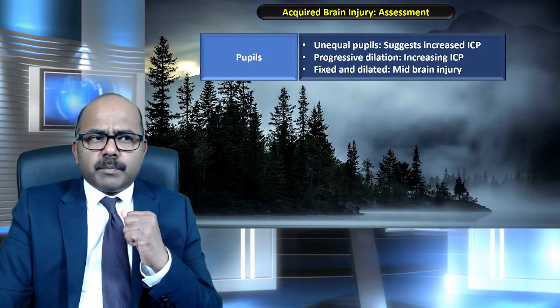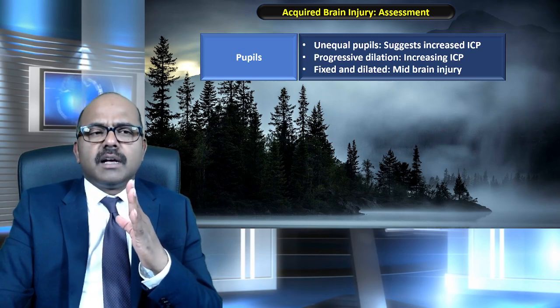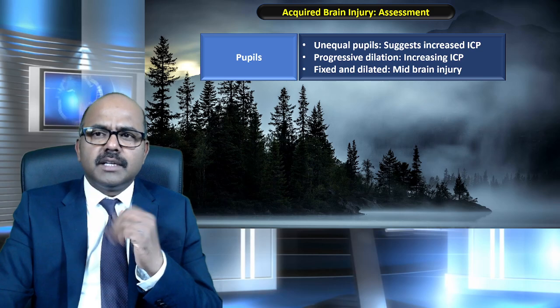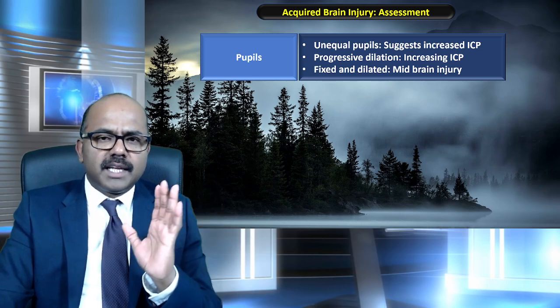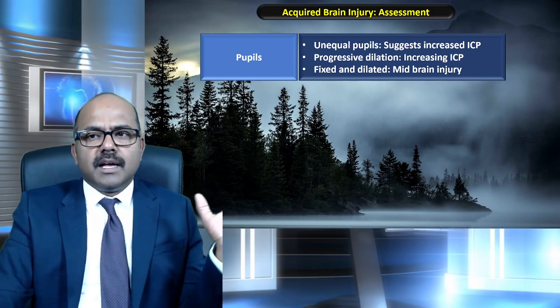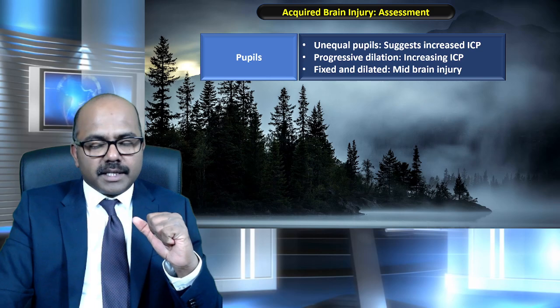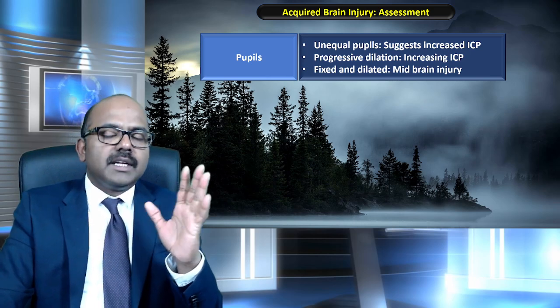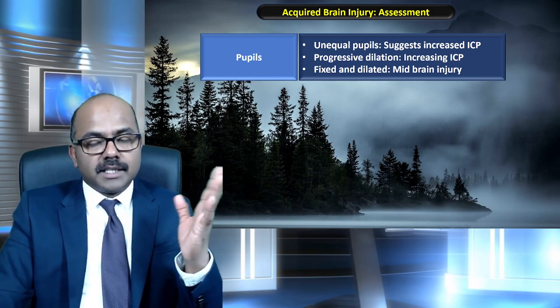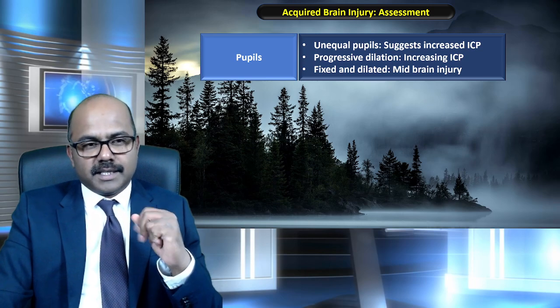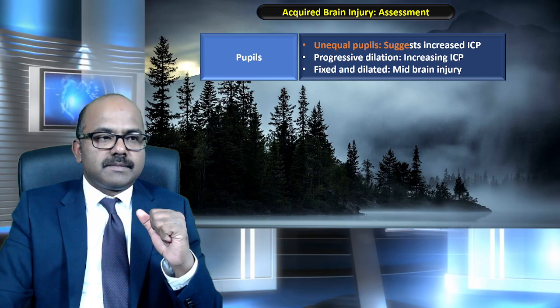Okay, look at the pupils. Unequal pupils suggest increased intracranial pressure, and a progressive dilation of the pupils indicates increasing intracranial pressure. Fixed and dilated pupils indicate a midbrain injury. Even once the patient is dead, their pupils will be fixed and dilated. So always look for these bad signs.